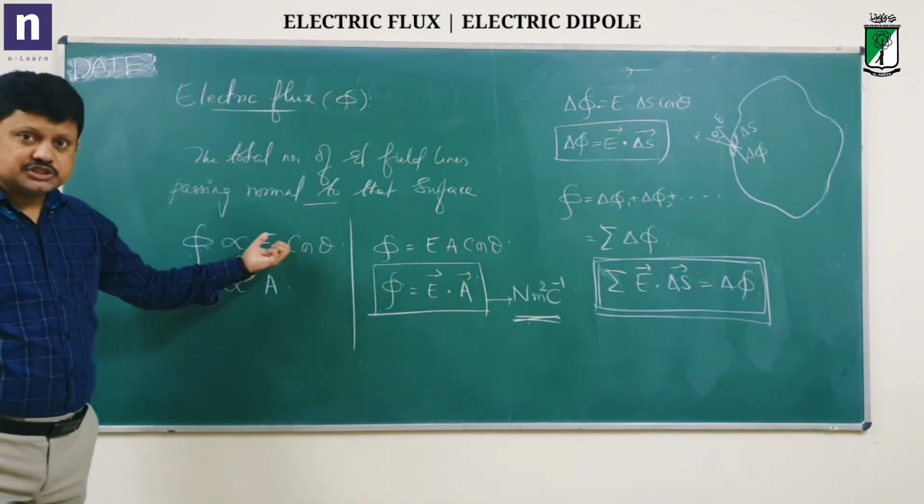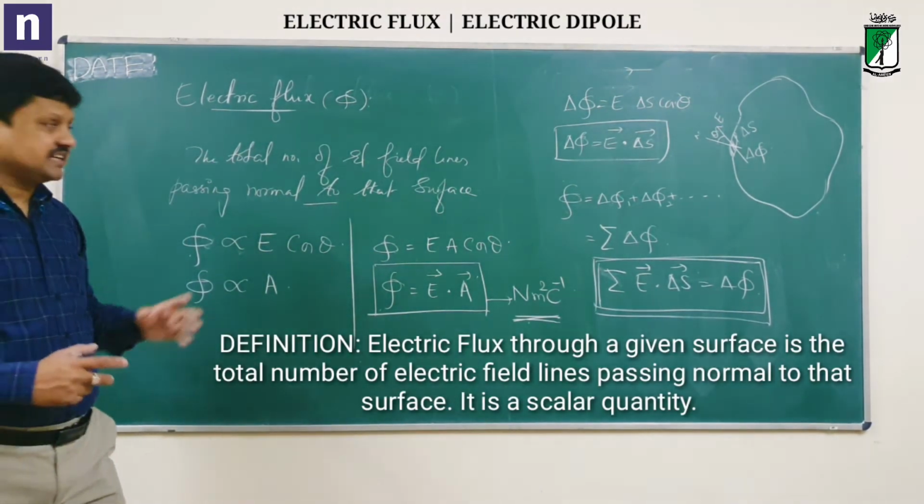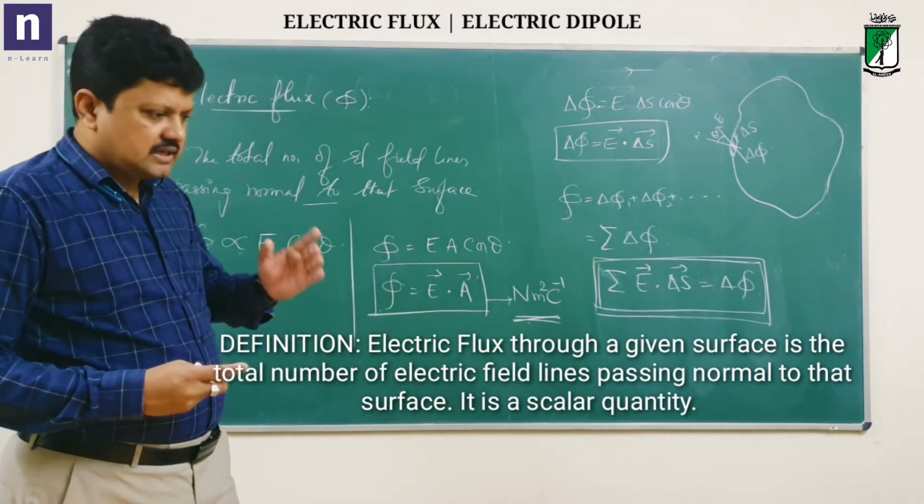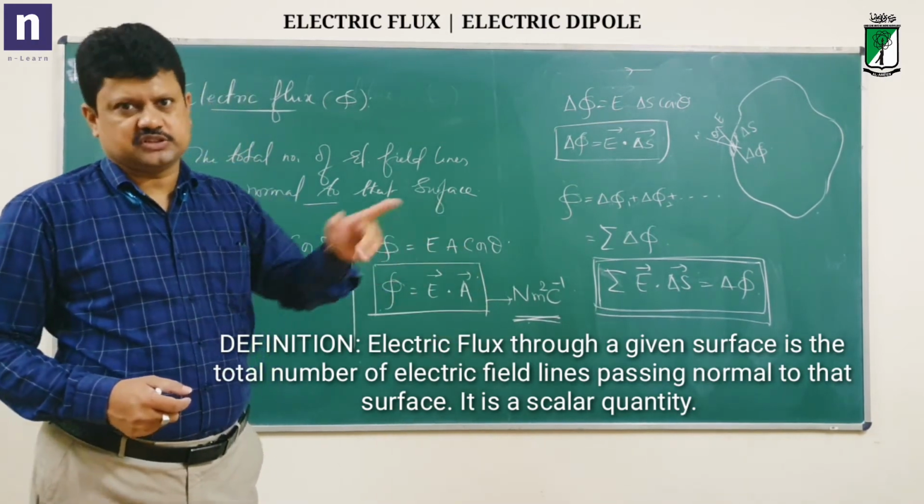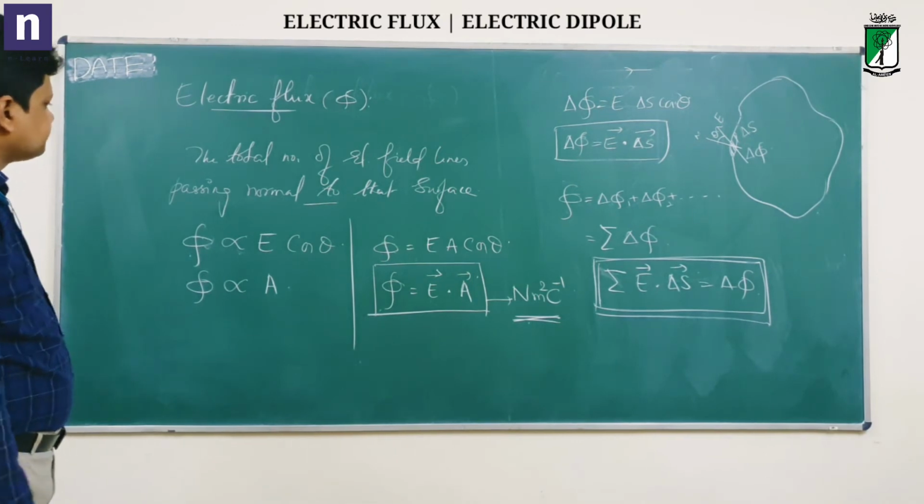So what is the definition? Let me just repeat it once again. Electric flux through any surface is the total number of electric field lines passing normal to that surface. So how many field lines are passing normal to a given surface gives you the flux through it. That's all. So that is electric flux.